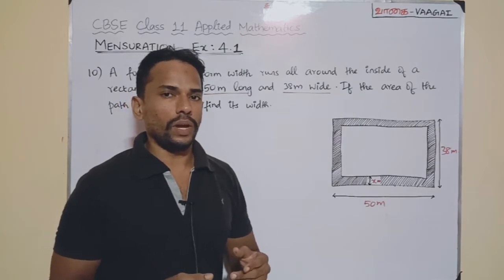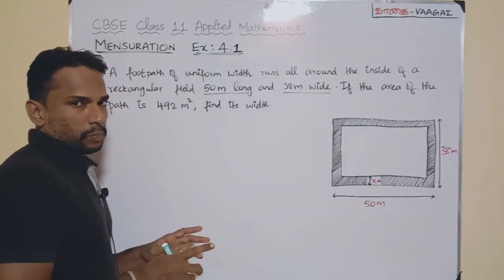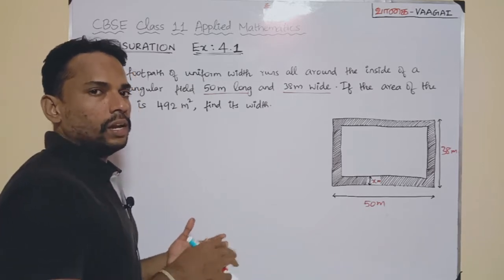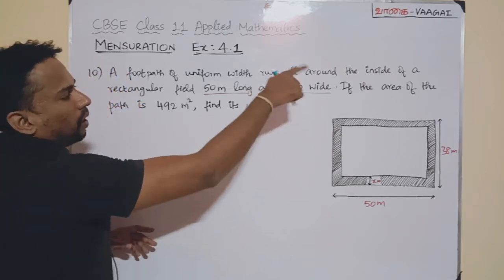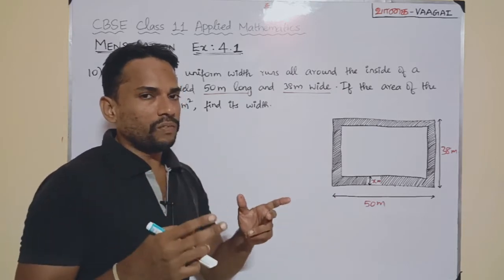So let's see how we can find the value of this x. Now again, let's be clear with the properties of rectangle. Area of the rectangle is going to be what? Length into breadth. That's it, right? Now look at this pathway. In order to find the area of this pathway, can you please plan what we have to do here?